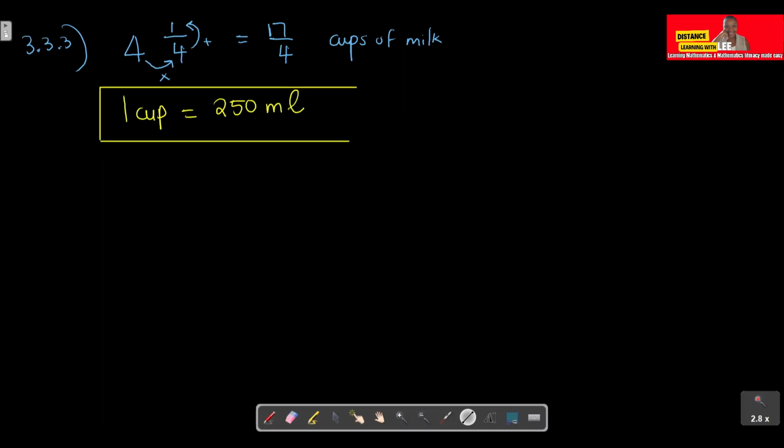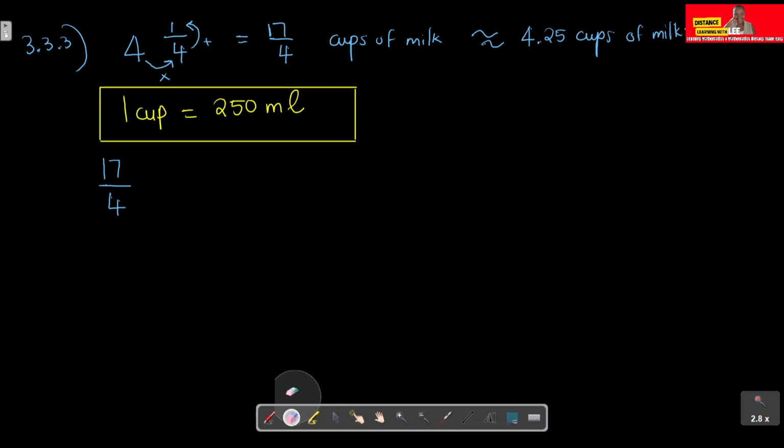Once we've converted them to milliliters, it'll be simpler for us to convert into liters. So we're going to take that 17 over 4 cups. You can also write 17 over 4 as 17 divided by 4, which is equal to 4.25 cups. So it just means that we need 4.25 cups of milk. I think it'll be better if we work with it this way so that you see what is actually going on.